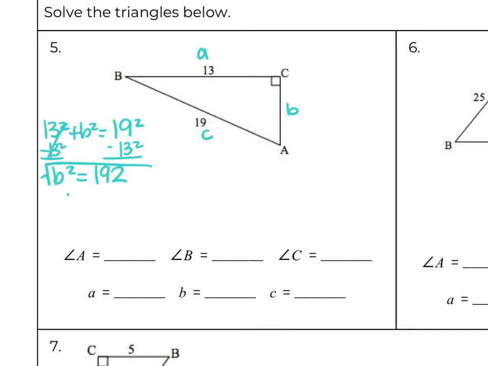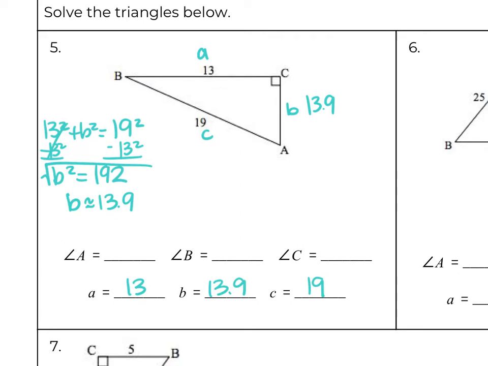13 point what? 13.9. Okay. So we didn't have to bump it to 14, right? Okay. All right, so now I have all of my sides, so I can fill all those in. So A is 13, B is 13.9, C is 19. Okay?